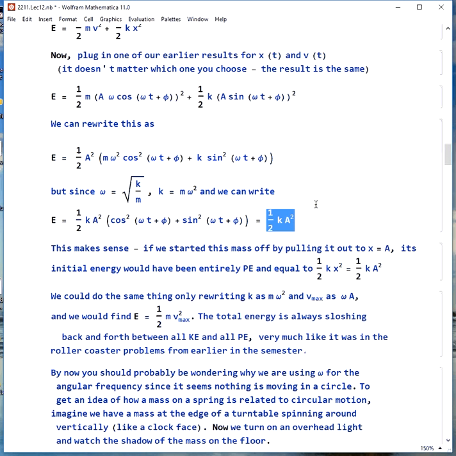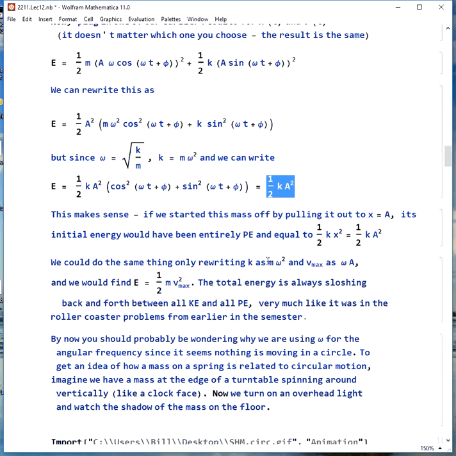If we pull the mass out to x equals A, the initial energy is just 1/2 kA squared. We could have rewritten k as m omega squared and Vmax as omega A, and what we would get is total energy is 1/2 m Vmax squared. So kind of like in the roller coaster problem, the total energy is moving back and forth between all potential and all kinetic, and in general it's a mix between the two.